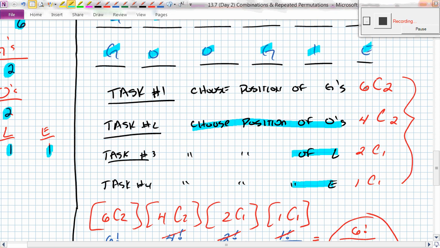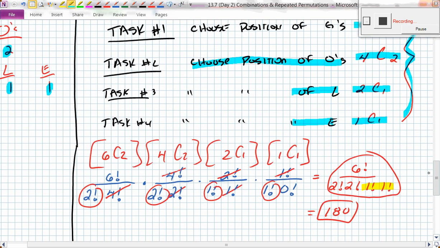Well, since there are 6 slots to choose from, and I have 2 G's, I have 6 choose 2. Task number 2, the position of the O's. Since I've already taken up 2 positions, I only have 4 left, and there are 2 O's, so that's 4 choose 2. Next, I've taken up 4 of the slots. I only have 2 slots left, and there's only 1 L, and finally, 1 slot for 1 E. So these are the tasks that I have to do. And the multiplication principle says that we need to multiply these all together. So I did that here: 6 choose 2 times 4 choose 2 times 2 choose 1 times 1 choose 1.